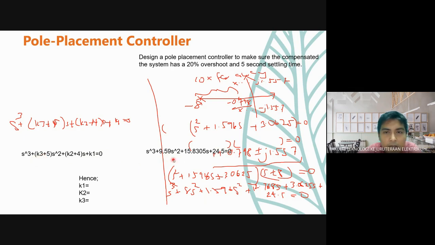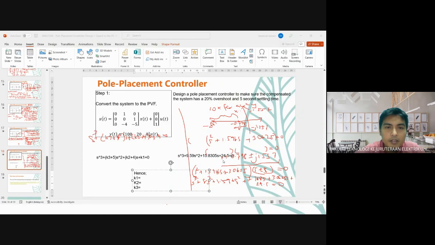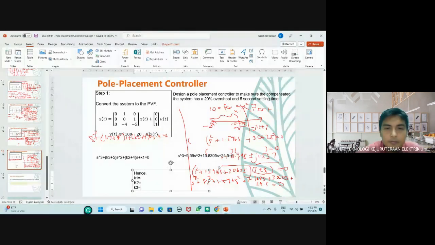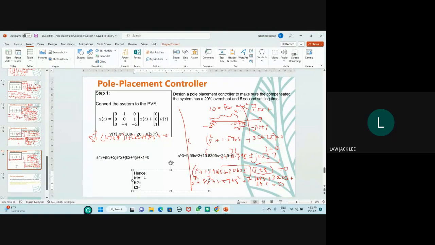K3 plus 5 equal to 9.59. K2 plus 4 equal to this one, and K1 equal to this one. Okay, I believe it should not be a negative value. It will be a positive value, I think. Is it correct, Jetly? Positive or negative value? I don't know. That's why I need to confirm.